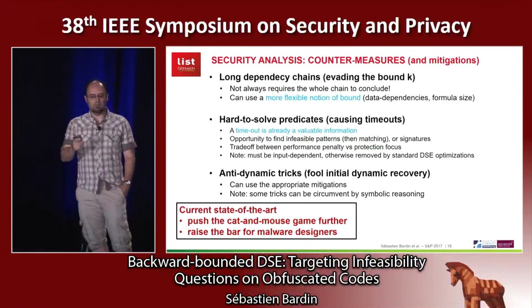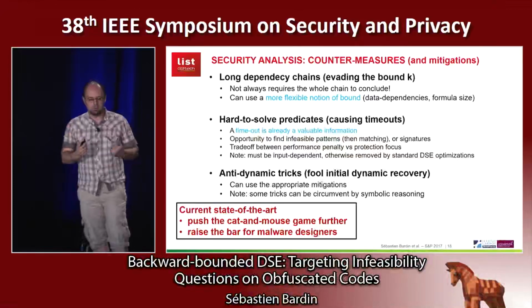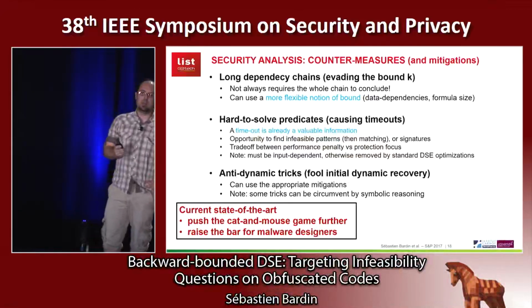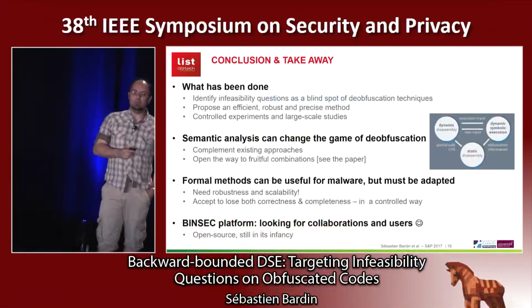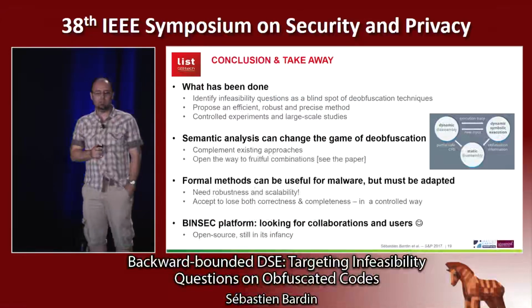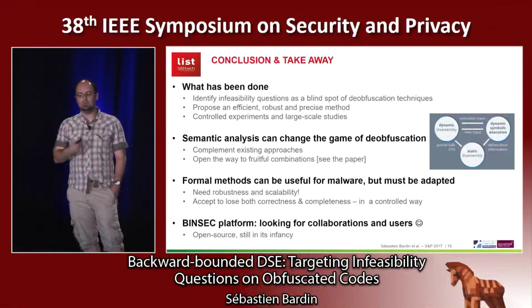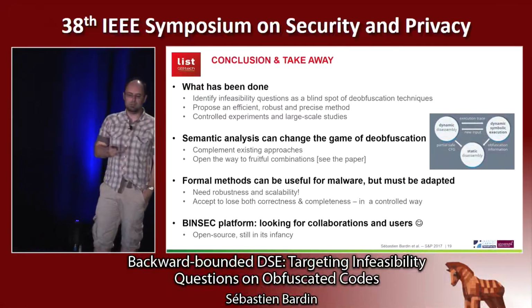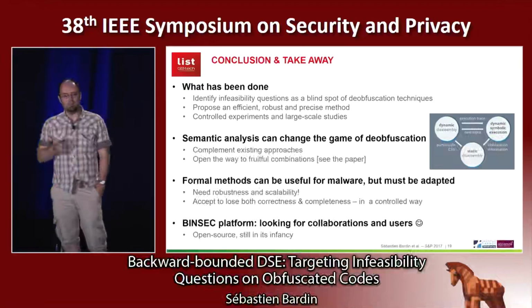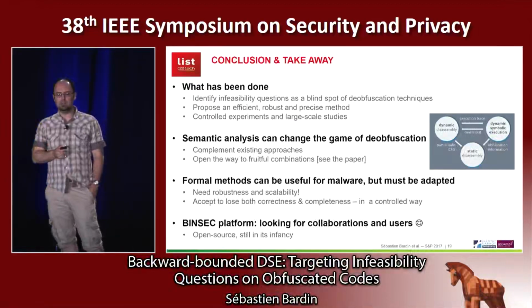So basically, this is the state of the art. We push the hardness further so that we raise the bar for malware designers. As a conclusion and takeaway, what has been done: we identify this infeasibility question as a blind spot of current automatic obfuscation techniques. We propose an efficient, robust, and precise method for solving them. And we propose control experiments and large-scale studies.